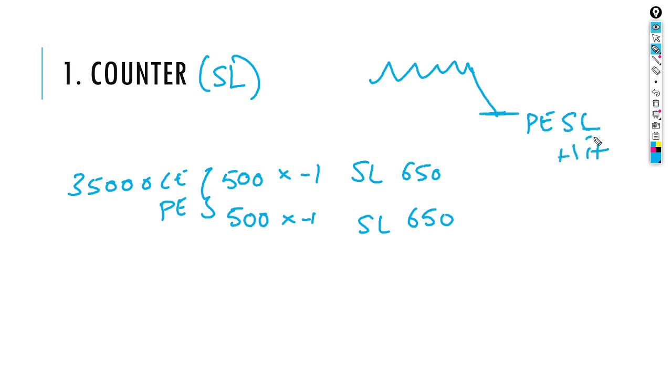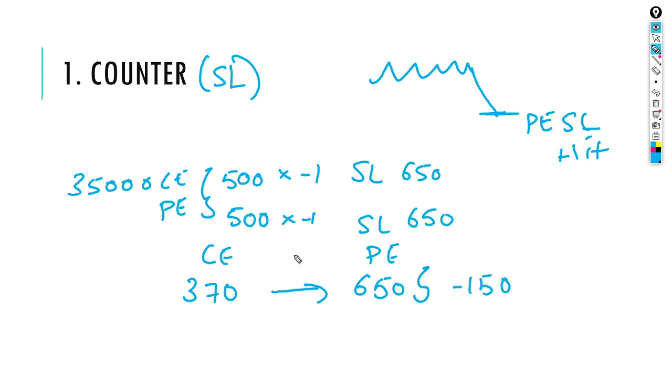So now let's see what happens. When your PE stop loss triggers, the call option which you have shorted will be somewhere around 370 rupees, and the put option would have triggered the stop loss at 650 rupees. So how much have you lost? From this particular leg you lost 150 rupees, minus 150 rupees. From your call leg you have gained 130 rupees. I hope this is clear.